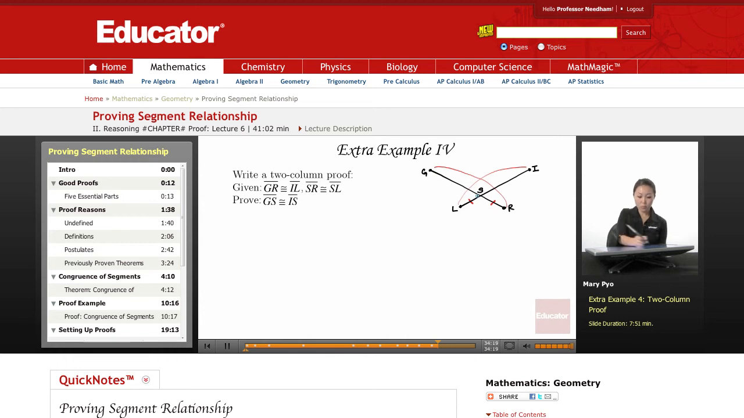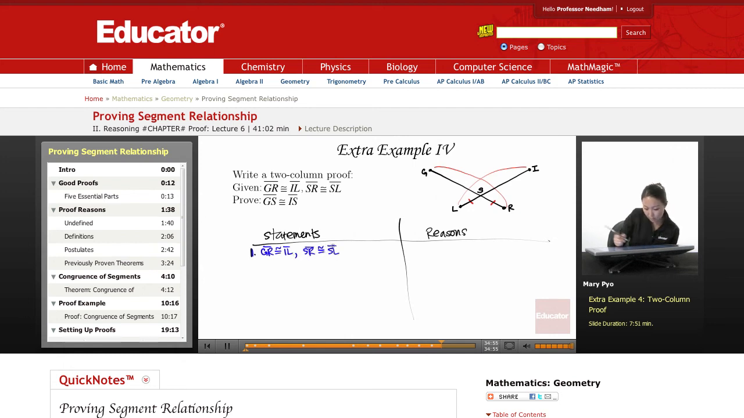Okay, so my statements. Let's do it like that. And so here are my statements, here are my reasons. Step 1. Use a different color. GR is congruent to IL, and SR is congruent to SL. The reason is that it's given.